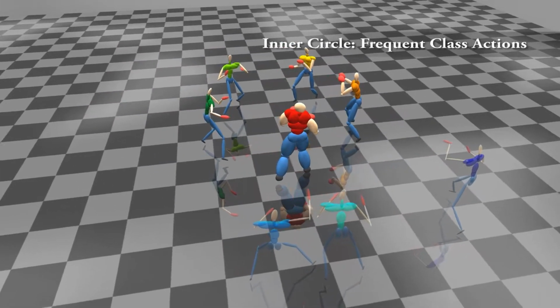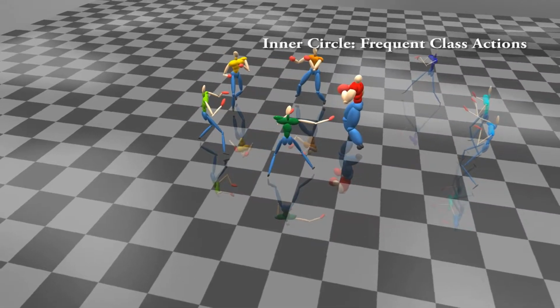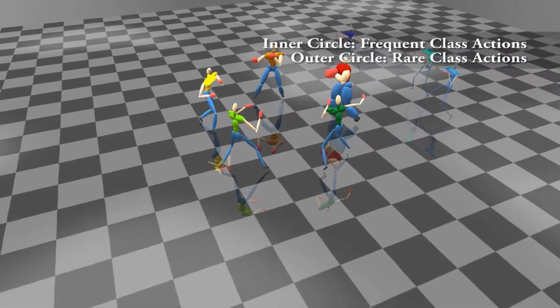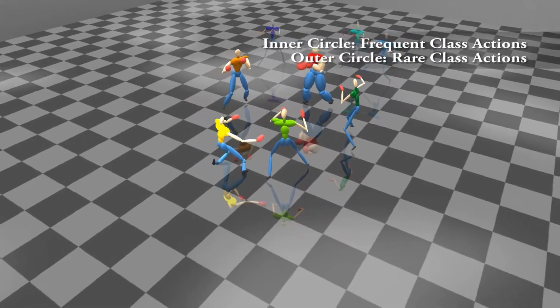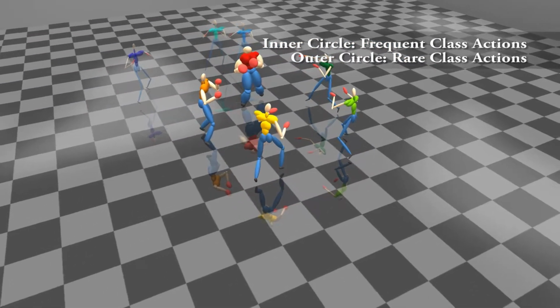The looks with more member actions are classified into the frequent class and are placed at the center area of the graph. Those with few member actions are classified into the rare class and are placed at the outer area of the graph. They are less important as they are likely to be actions that cannot be reproduced.